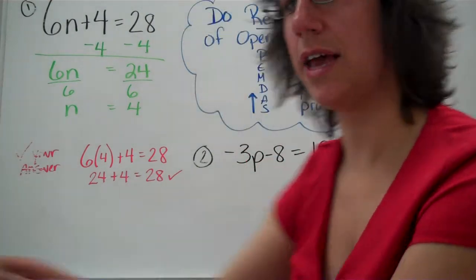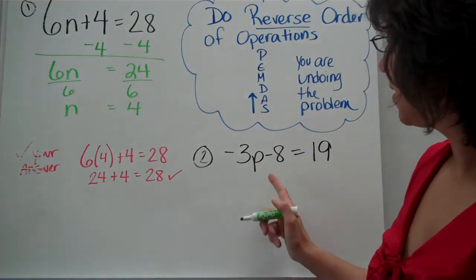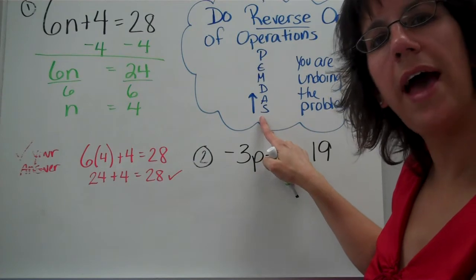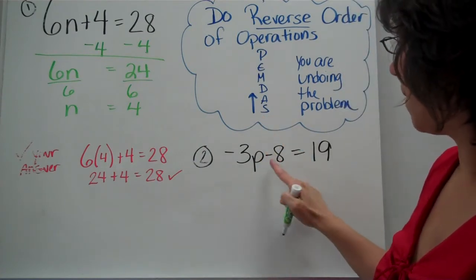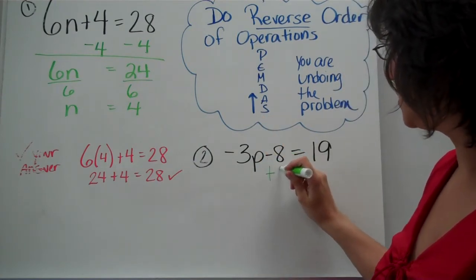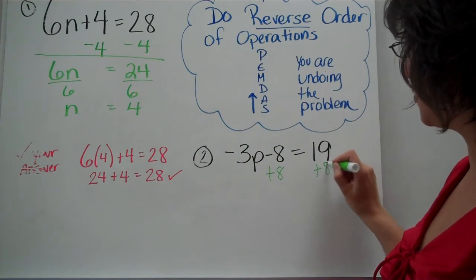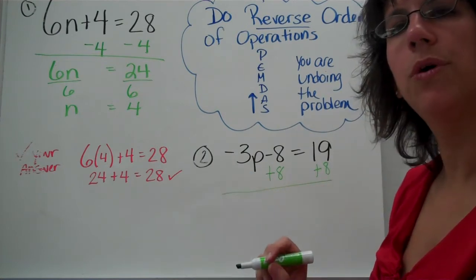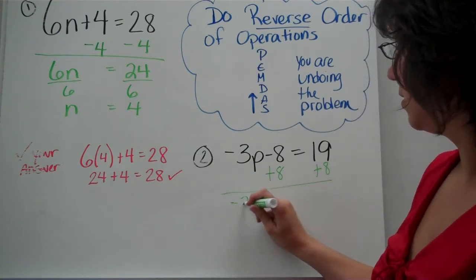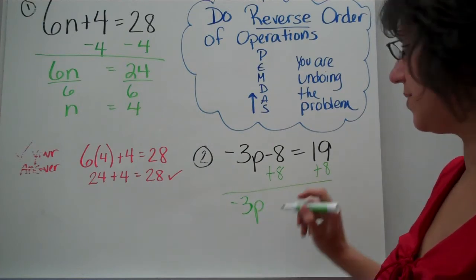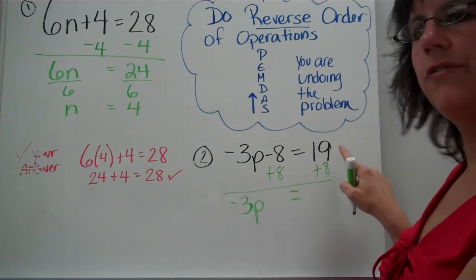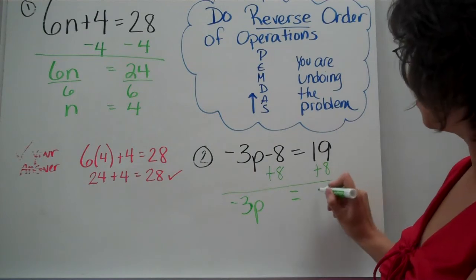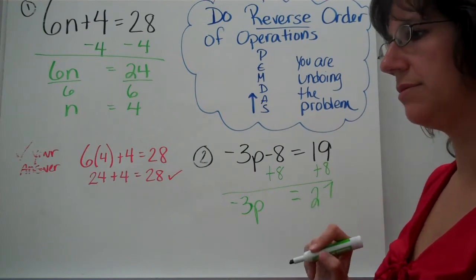All right, let's work it out together here and check your work. We're going to start with adding and subtracting. So the opposite of minus 8 is plus 8. Do that on both sides of the equation. We always want to keep that what they call balanced. That's what we have left over on this side. And over here, if you had 19 and you add 8, you end up with 27.